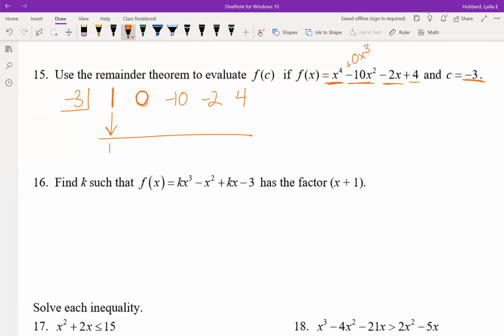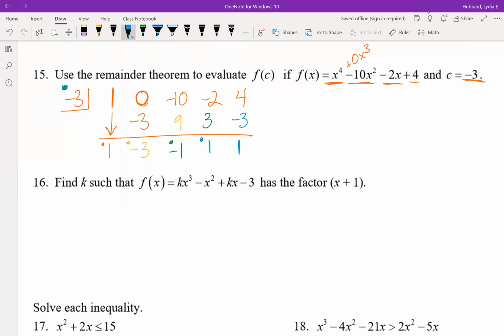So we bring down the first to get 1, and we'll do 1 times -3, which is -3. Then we add straight down, so that'll give us -3. We'll do -3 times -3, which is a +9. We'll add straight down to get a -1. We'll do -1 times -3 to get a +3. We'll add straight down in order to get a +1. And we'll do 1 times -3, which is a -3. And again, we'll add straight down to get 1.